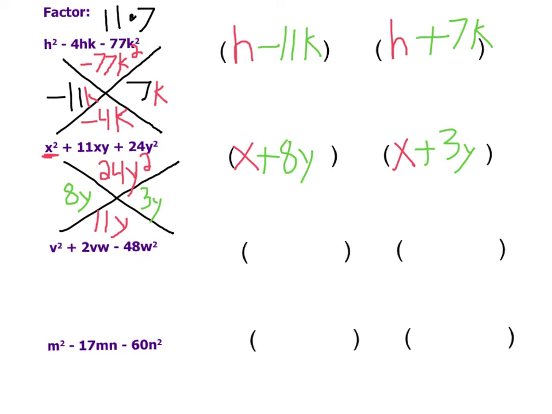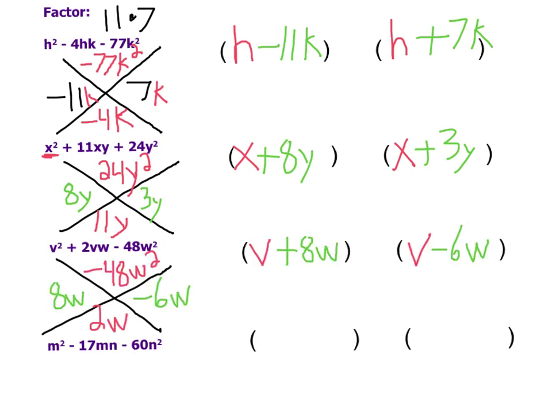Alright, if you want to hit pause and try these next two, you can. So try this one first. Try and set up the x, hit pause, and see if you get what I get. Here's what I got. I got v plus 8w, v minus 6w. Let's check it. 8w multiplied to negative 6w gives me negative 48w squared. And if I add 8w plus negative 6w, I get 2w.